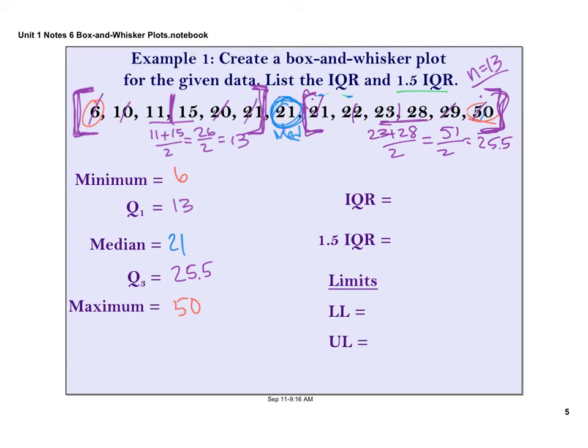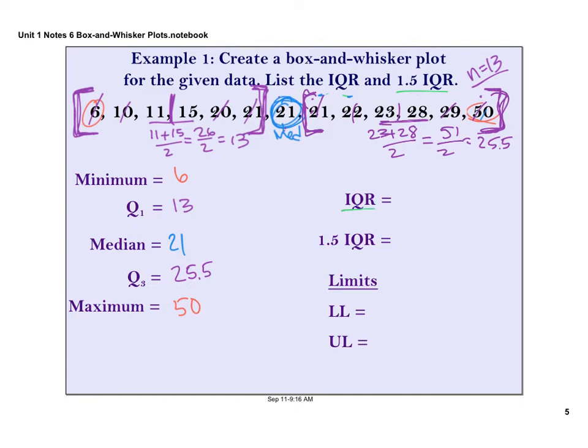Now, before I graph my actual box and whisker plot, because the thing about box and whisker plots is you do a lot of prep work before you can even get to the point that you're ready to graph them. So that was just my 5-number summary. Now I have to do the limits. So the next thing I'm going to do is do the IQR.